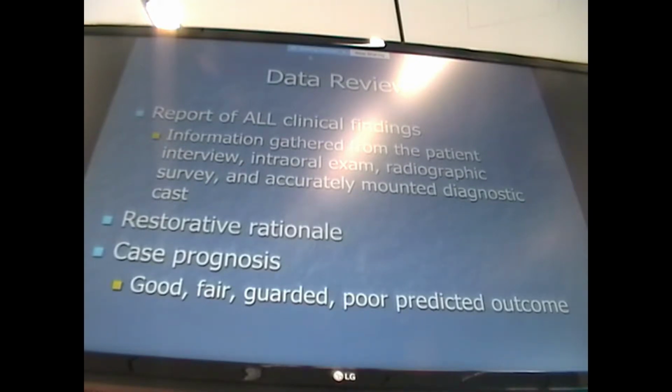Do you have to do this for every single patient? Of course not. No. But if someone's coming in and has missing quadrants of dentistry and you're thinking about implants, then the answer is absolutely.